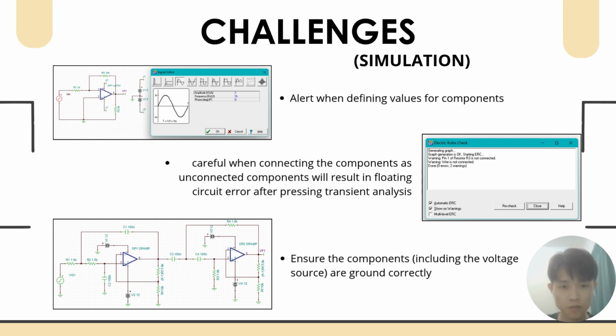In the simulation stage, we also faced several challenges. One of the issues was defining values for components, where the simulation components consist of various complex settings to be set and defined. Next, we also had to be very careful when connecting components. If any were left unconnected, it would result in floating circuit errors after running transient analysis, which could be tricky to trace. Another important aspect was grounding, where all components, including the voltage source, have to be properly grounded. Failing to do so would cause the simulation to fail or produce an inaccurate result.